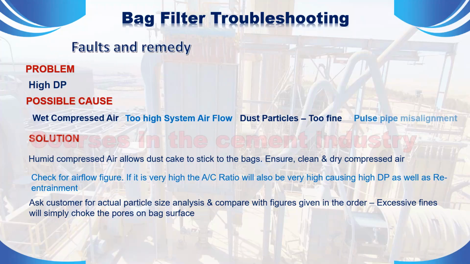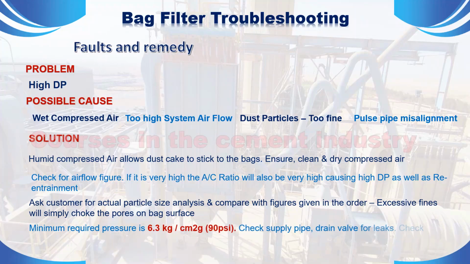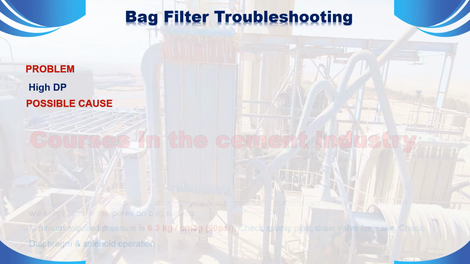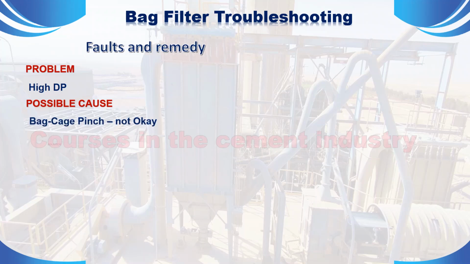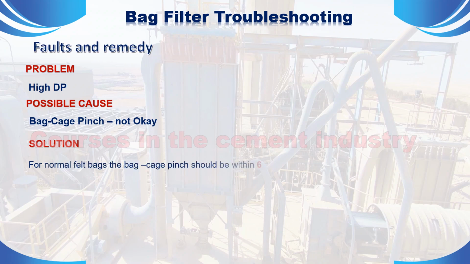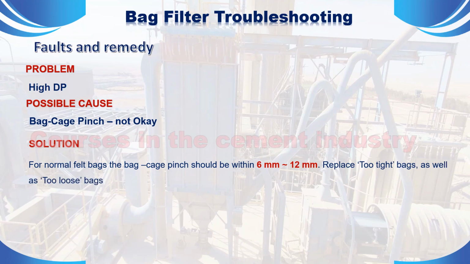11. Pulse pipe misalignment. Minimum required pressure is 6.3 kilograms per square centimeter gauge. Check supply pipe and drain valve for leaks. Check diaphragm and solenoid operation. 12. Bag and cage pinch not okay. Solution: for normal felt bags, the bag and cage pinch should be within 6 mm to 12 mm. Replace 2 tight bags as well as 2 loose bags.